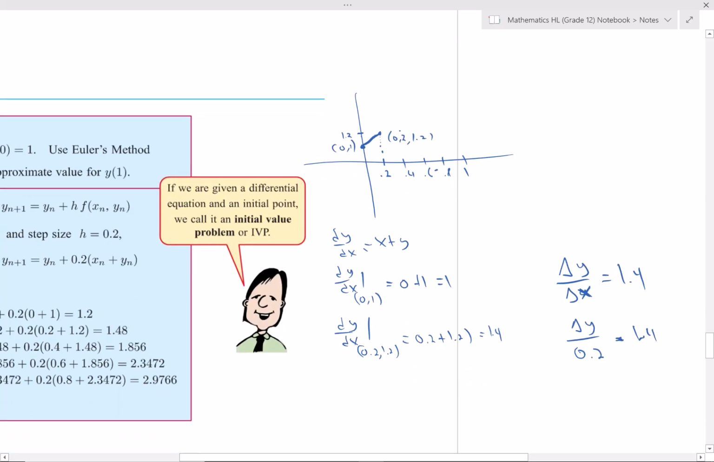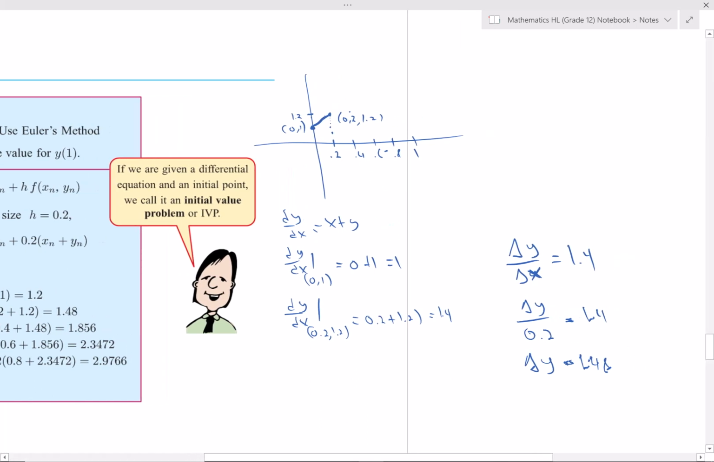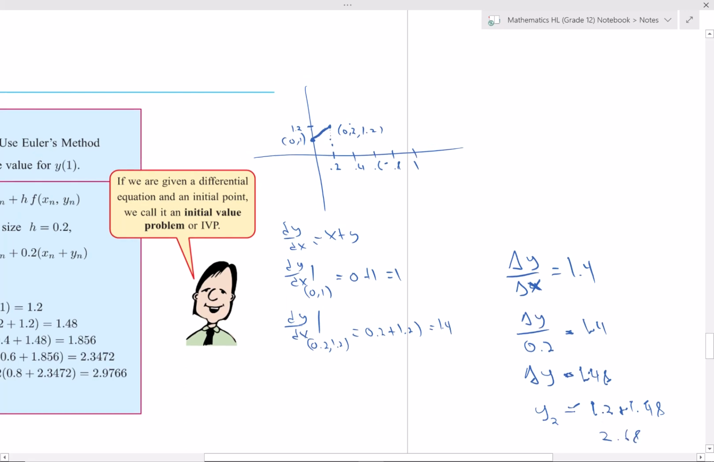So we could solve this by multiplying both sides by 0.2, and you'd get the change in y is 1.48. So this new y coordinate should have a change of 1.48. It was already at 1.2, so my new y coordinate, my y2, should be where I started, which is 1.2 plus 1.48, which is 2.68, right? So my new y coordinate should be at, let's see, that's 1.2, that's going to be a bit up here.